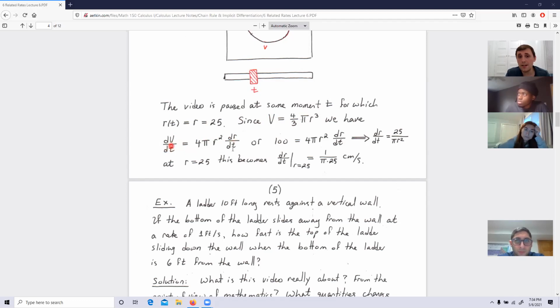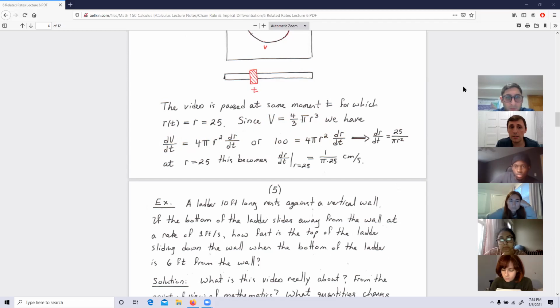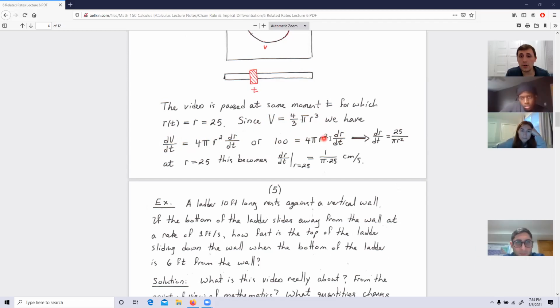What is dV/dt? It's 100. And on the other hand, when I take the derivative here, it's 4 pi R squared dR/dt. Yes? Now, what is that, guys? So all I have to do is divide 100 by 4 pi R squared, and I get 25 over pi R squared. Now R is equal to 25. So that means that dR/dt at R equals 25 is 1 over pi times 25. This is my growth of the radius when R is 25.